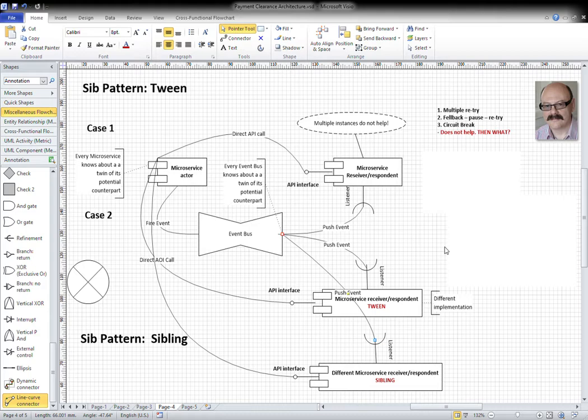We have to make the communication between the microservice actor and the microservice respondent robust, and this pattern practically solves the problem. There may be different types of events, and we will talk about them in a different presentation, but for now, this is all I wanted to tell you today.